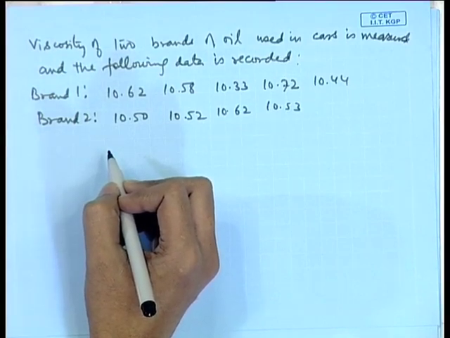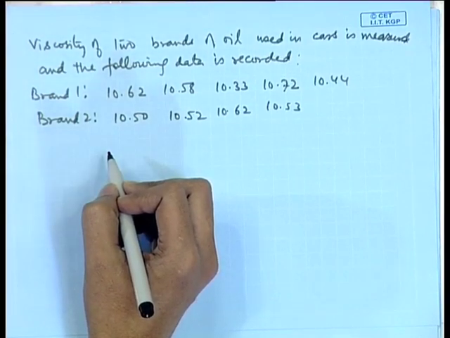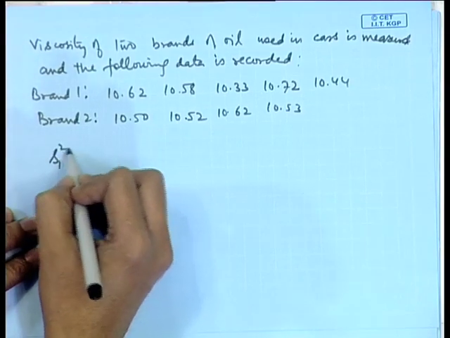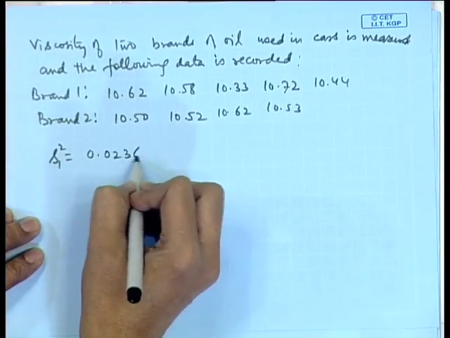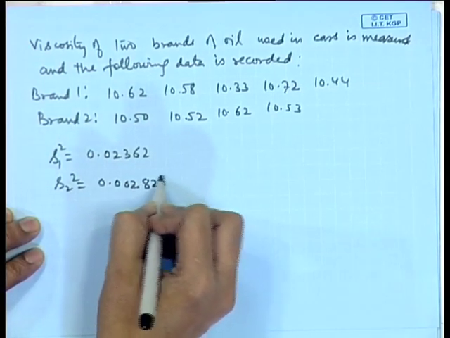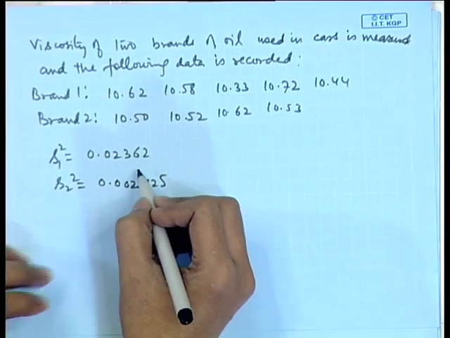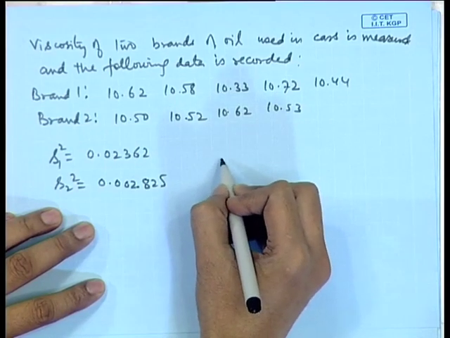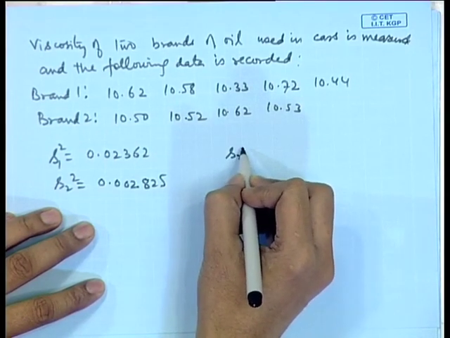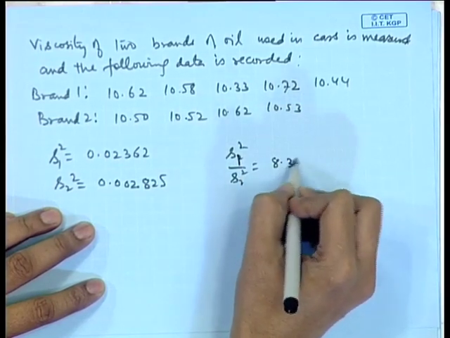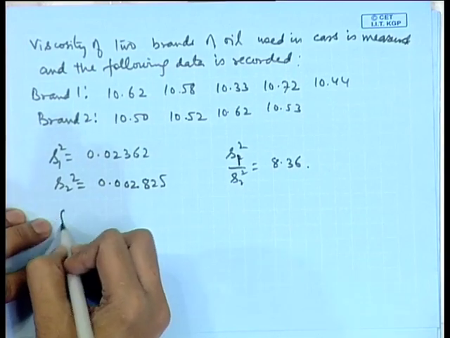Suppose we want a confidence interval for sigma 2 square by sigma 1 square. So, we will calculate the values here, s 1 square, s 2 square. So, s 1 square turns out to be 0.02362, s 2 square is equal to 0.002825. You can see here there is a 10 times difference. So, the F value, s 1 square by s 2 square, will be equal to 8.36.